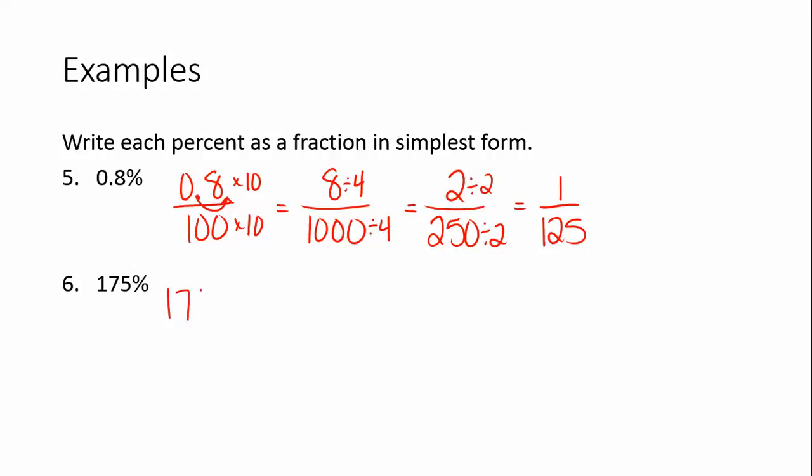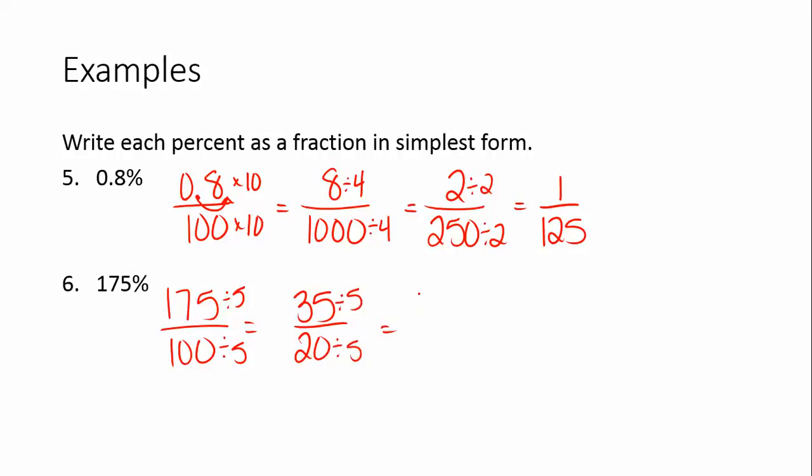Number 6, we have 175%. So this is greater than 100. We should end up with an improper fraction here. Divide the top and the bottom by 5. That's 35 over 20. Both divisible by 5 again. That's 7 over 4. So when the percent is greater than 100, your fraction will be an improper fraction.